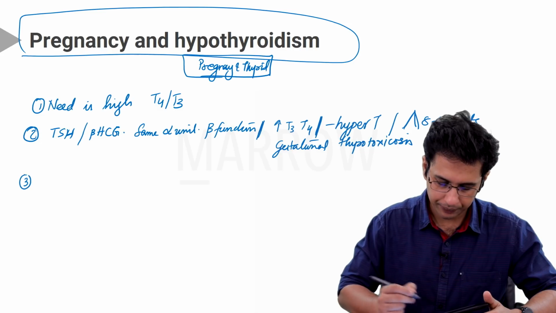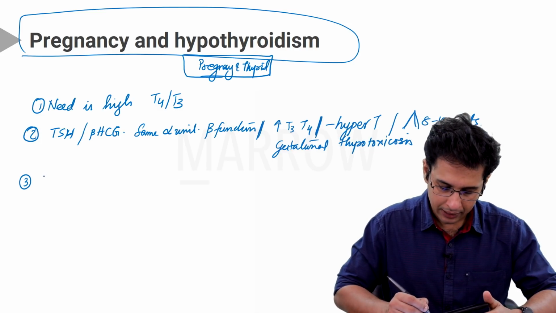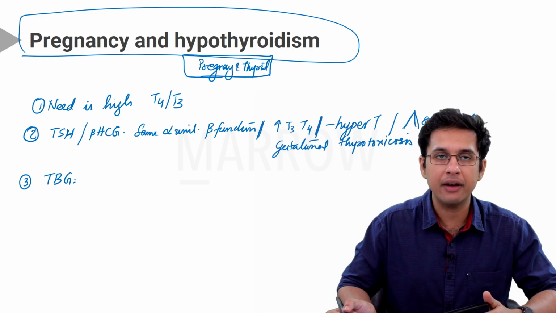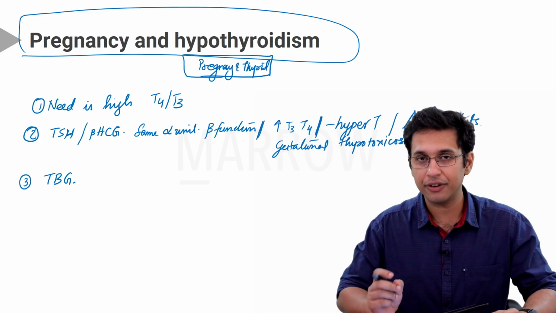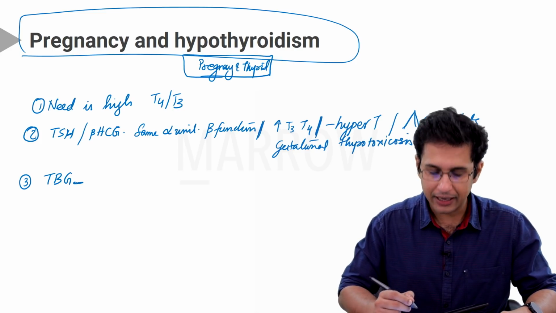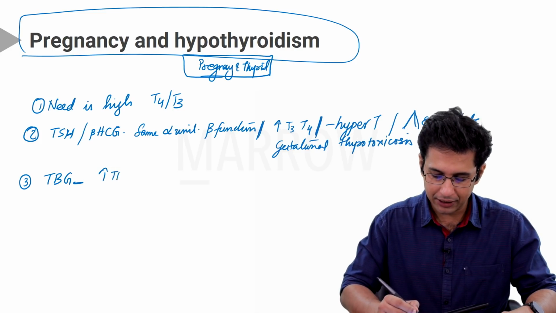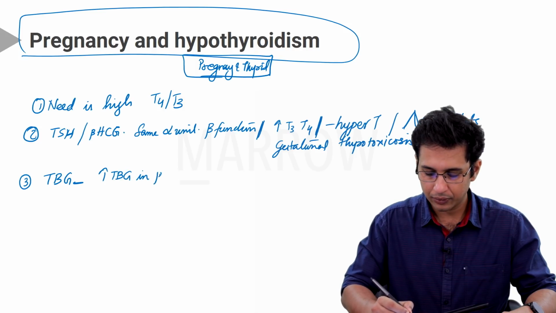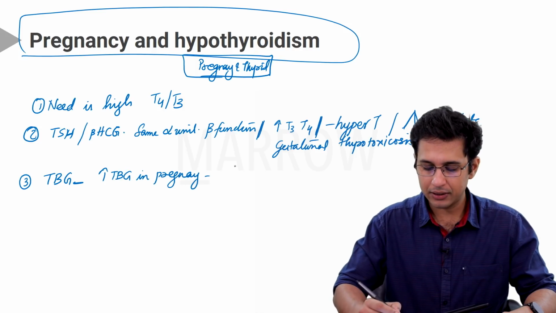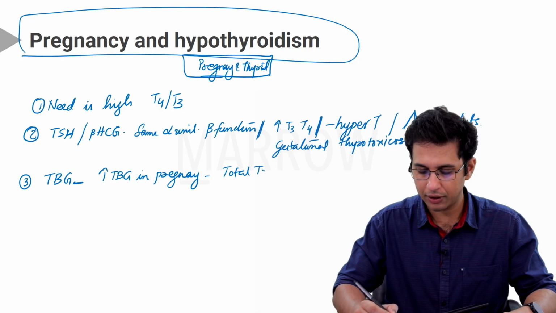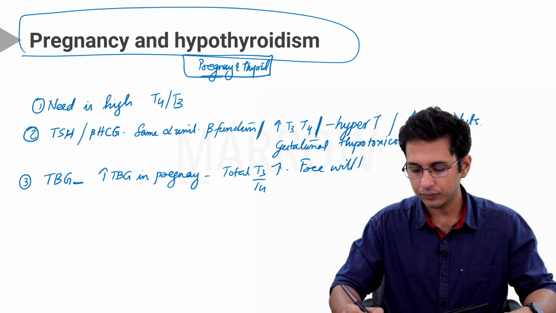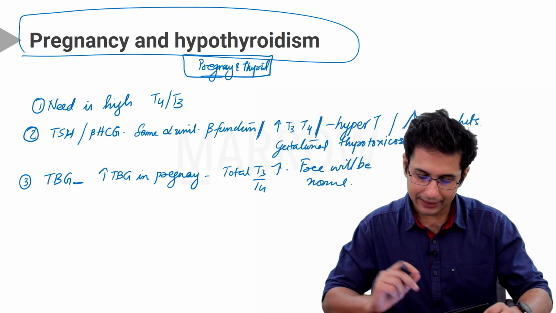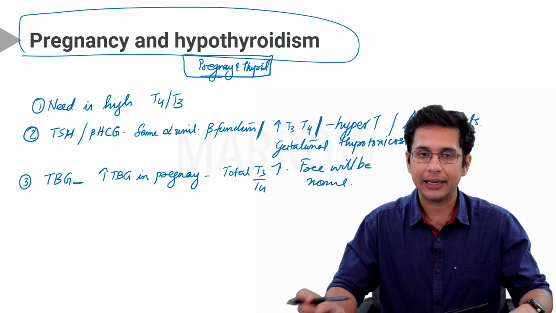Now third point is, what is TBG? Our favorite thyroxine binding globulin. The protein with the most affinity for this. Now the TBG is a carrier protein. There is an increased TBG in pregnancy. That means if you measure, total T3 or T4 will be increased, but free will be normal. Alright? The free will be normal. These are the three changes in pregnancy you need to clearly understand.